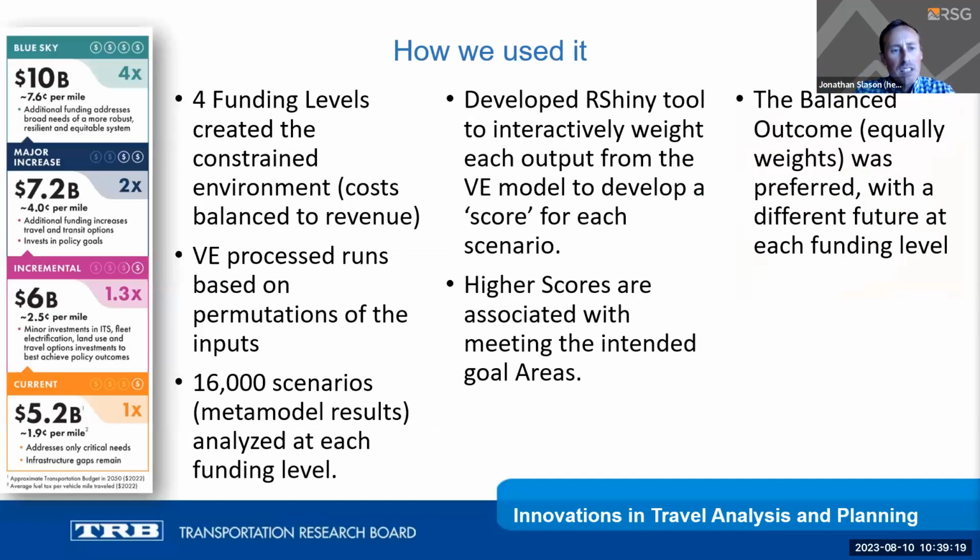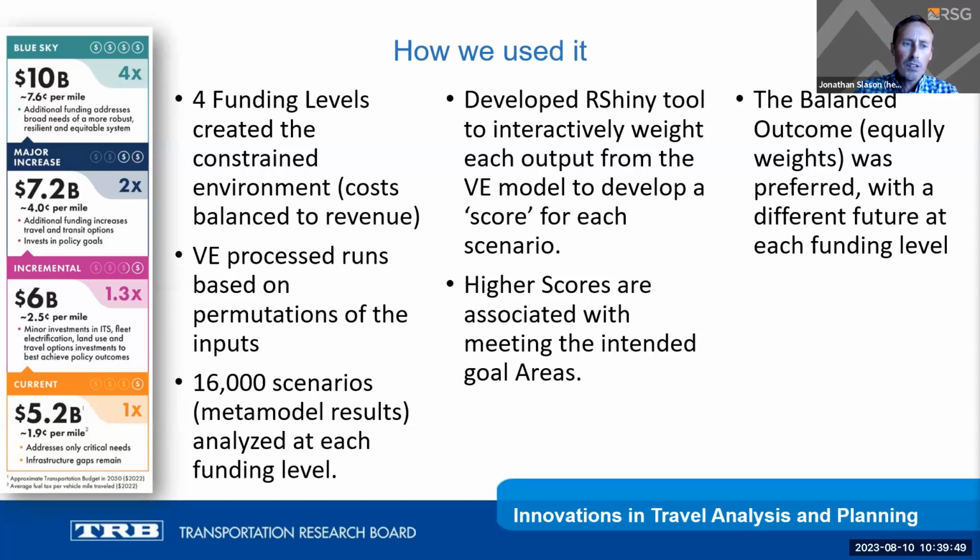So a little bit more information about how we used it. We first did constrain ourselves. We explored a lot of variations, but we focused on a constraint within 4 funding levels. We looked at, what if we were charging our users the same that we charge ourselves today, which is about 1.9 cents per mile? And then what if we bumped it up by 4x and explored what a 7.6 cents per mile equivalent would do to travel behavior?